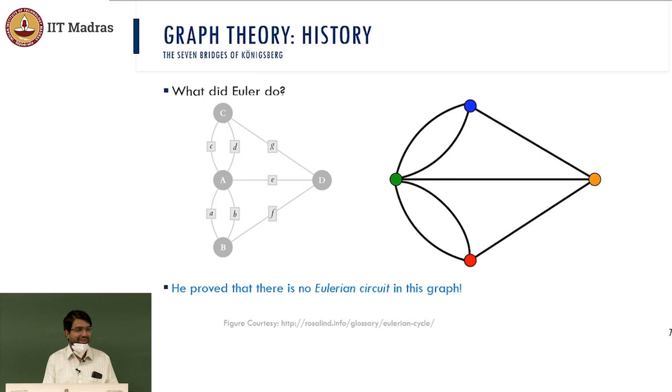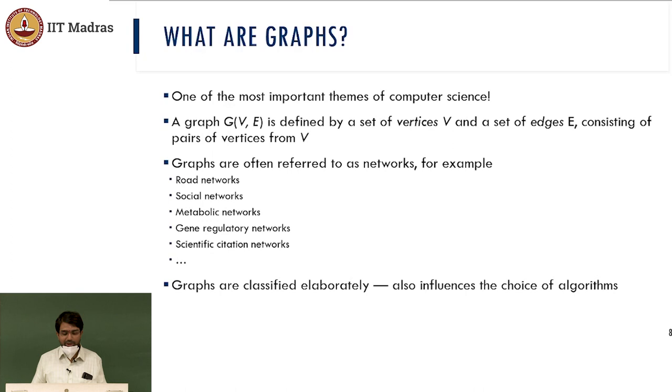So what are graphs? Just a quick intro, because you already know they're a very important theme in computer science and data science. So it's defined by a set of vertices V and a set of edges E, which is essentially in V cross V, right? It could be ordered also. If it is ordered, it's a directed graph and all that. You know all that. I'm not going to go into all of that.